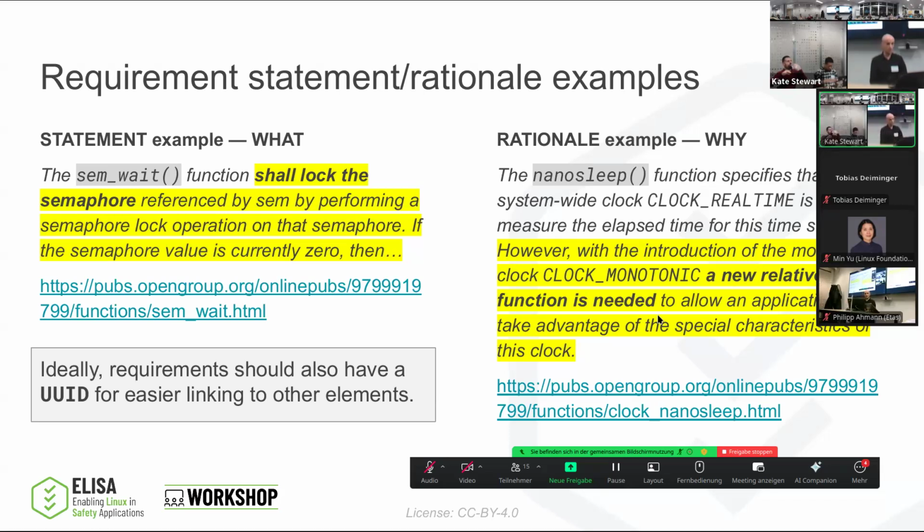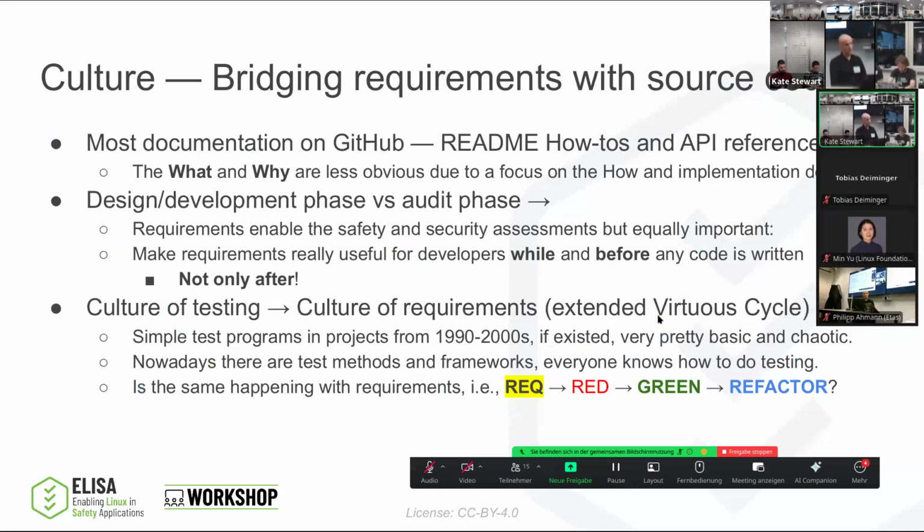And then the third very important component is the UUID. The POSIX specification is really missing it. Ideally, each atomic statement is uniquely identified. This allows us to locate and pinpoint these items, and also link them with each other. So now let's talk about the culture.